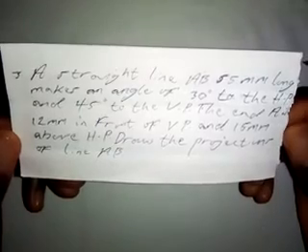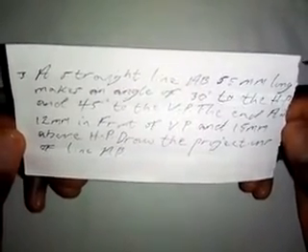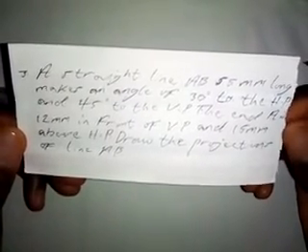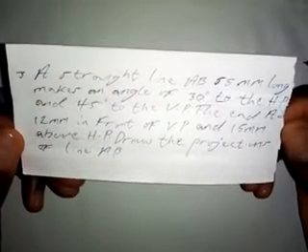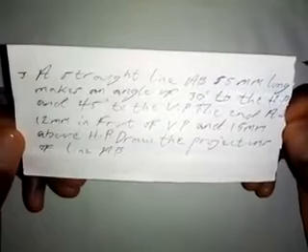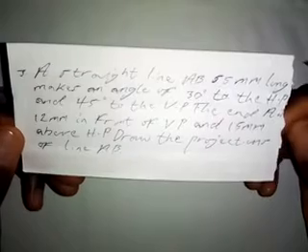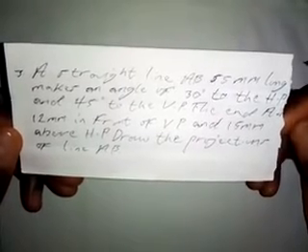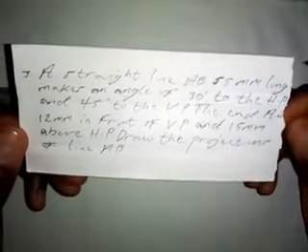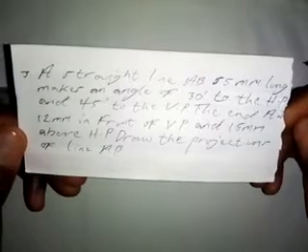The question says a straight line AB 55 millimeters long makes an angle of 30 degrees to the horizontal plane and 45 degrees to the vertical plane. The end A is 12 millimeters in front of vertical plane and 15 millimeters above the horizontal plane. Draw the projections of line AB. Alright, so that's the question that we are to draw the projections of line AB.